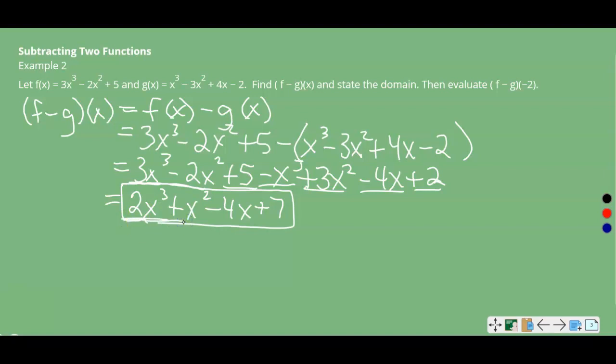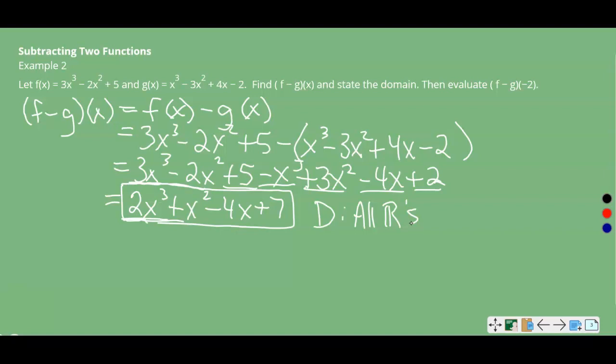All right, also, f of x and g of x are both cubic functions, and we know that cubic functions have a domain of all real numbers. So we subtract it and we get another cubic function. And so the domain of this one would also be all real numbers. So we can put domain, all reals. Again, if you want to put negative infinity to positive infinity, that's the same thing.